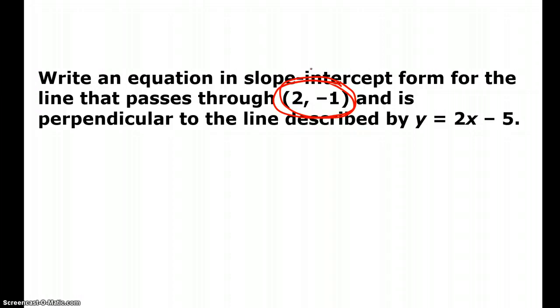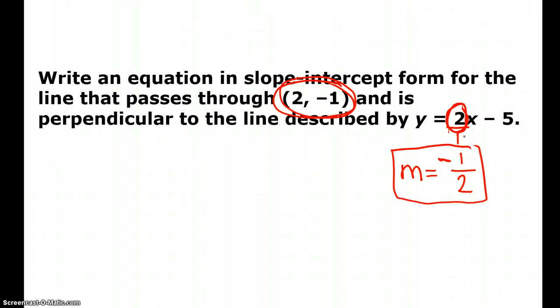So if it is going to be perpendicular to this, what is the slope of this line? The slope of this line is 2. So if it's going to be perpendicular to a 2, what does the slope of our perpendicular line have to be? It will have to be opposite of that, and we'll have to flip it upside down. So if it is going to be perpendicular to this, it's going to have to be opposite and reciprocal. So our slope of our perpendicular line is going to be -1/2.